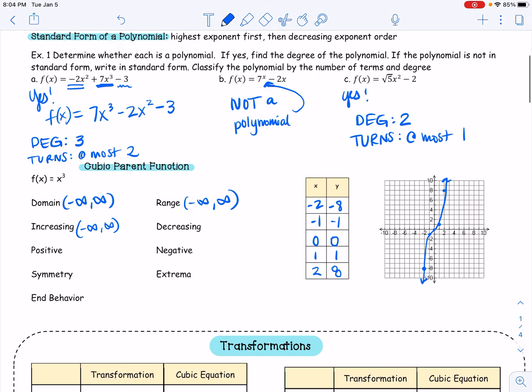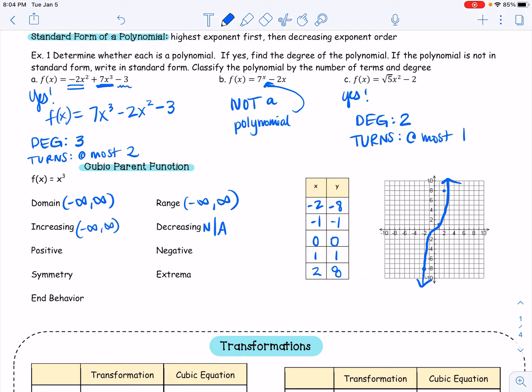When I connected those dots, notice my pen never really changed directions. Not even right here in the center part. I just did a little swoop-de-swoop. I didn't change directions, right? So this is increasing the entire way, which means it's not decreasing anywhere.